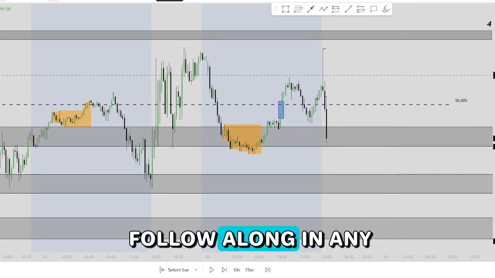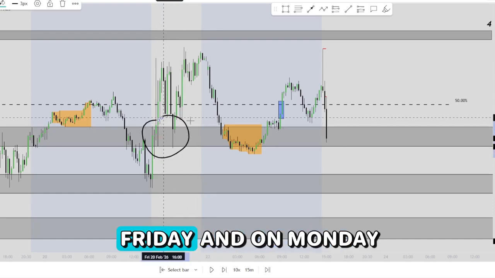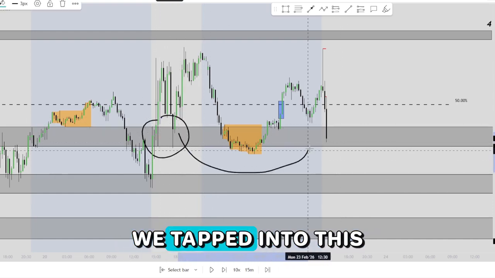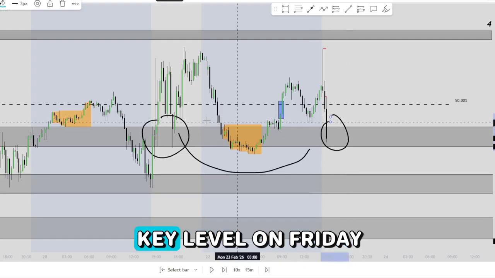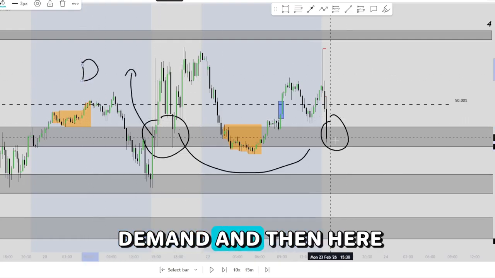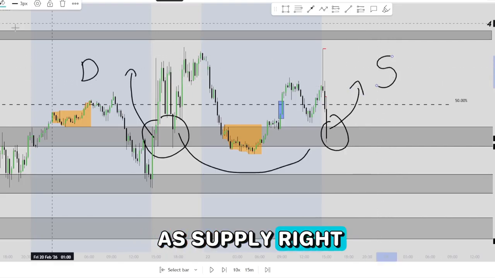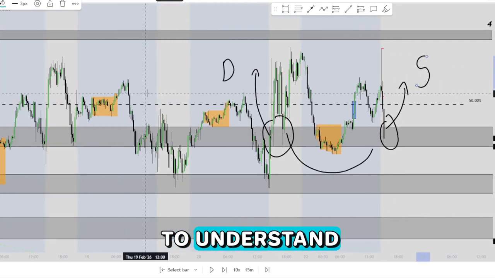For those who follow along in any of my socials, you'll know that I took a trade on Friday, and on Monday we tapped into this level, right? So this is a key level. On Friday we held bullish, so we held as demand, and then here on Monday we held as supply, right? That's the first thing to understand.